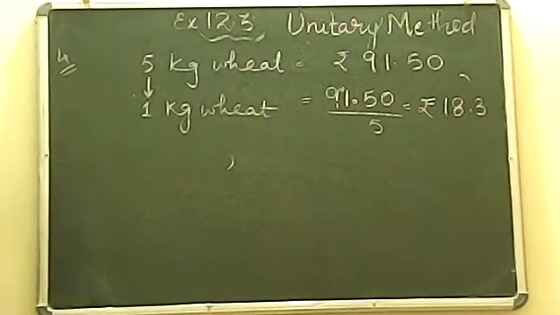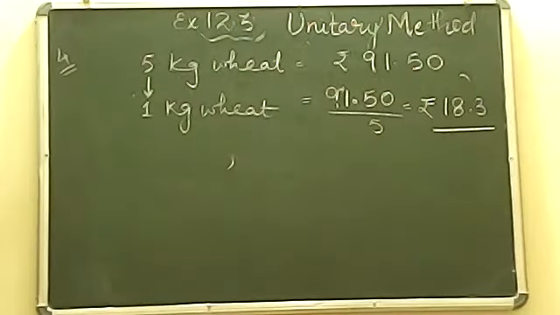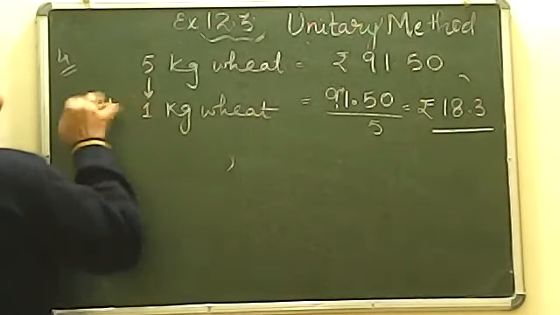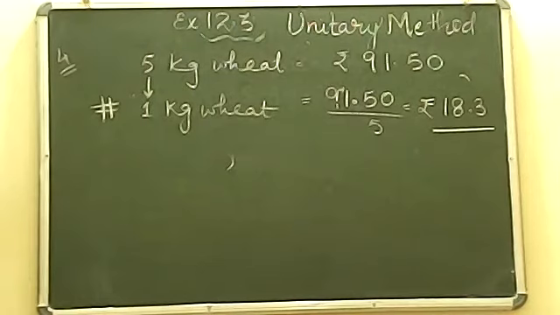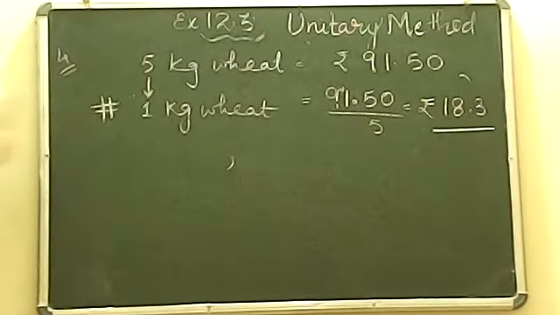So this is the price for 18.3. Okay, 1 kg is done. Now this is asking from us, 1 kg is our important line. Please highlight it. Okay, this line is our main line, which we will use.